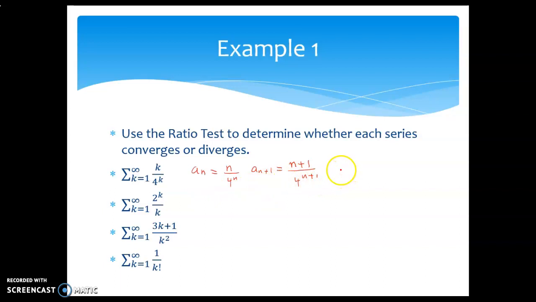And now we take the limit as n goes to infinity of a of n plus 1 over a of n. So we get n plus 1 over 4 raised to the power of n plus 1 times 4 raised to the power of n over n. And that gives you 1/4. So 1/4 is less than 1, which means the series converges.